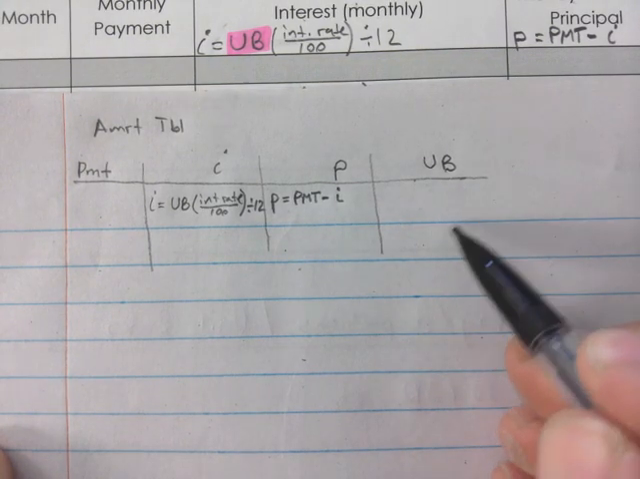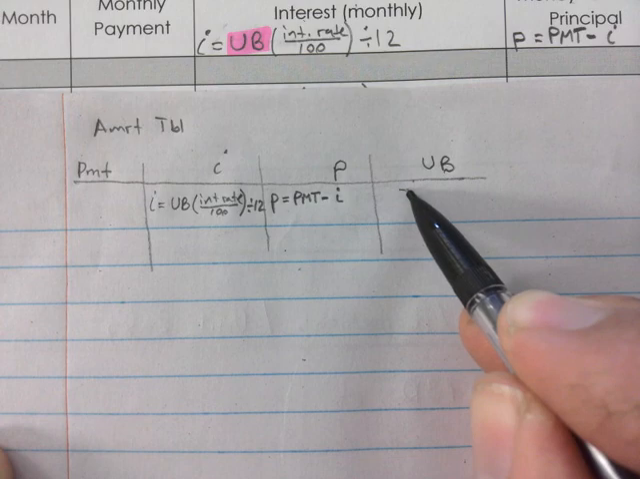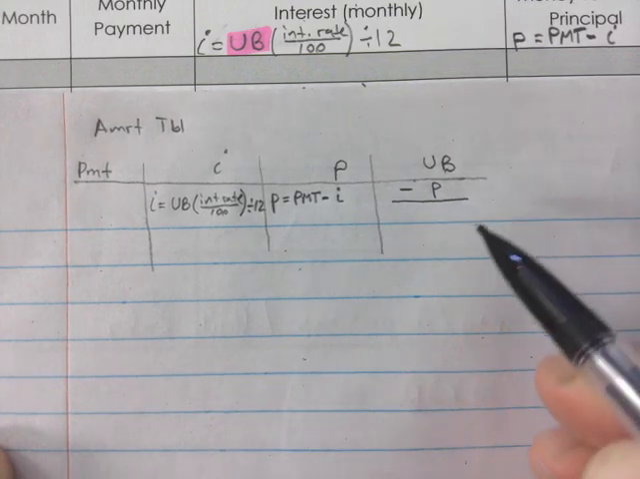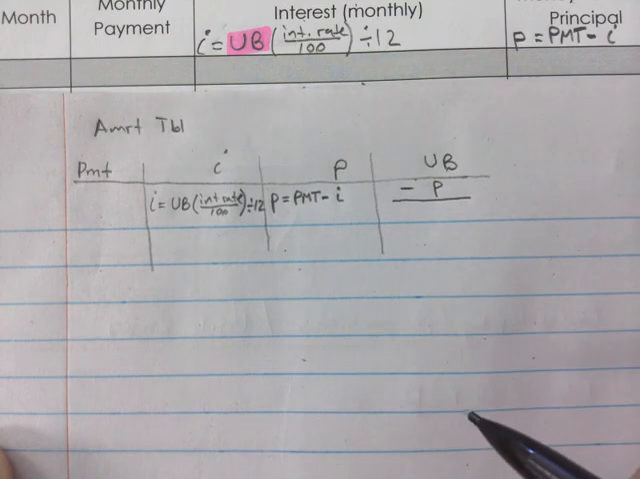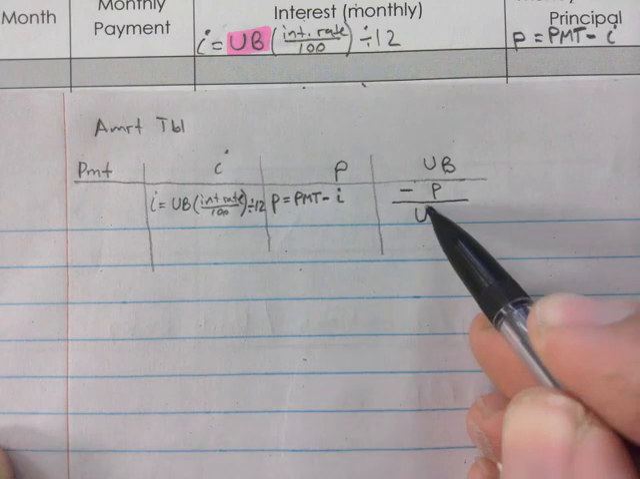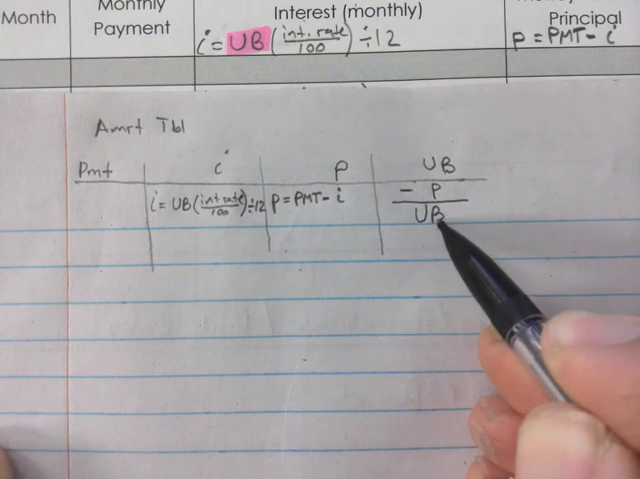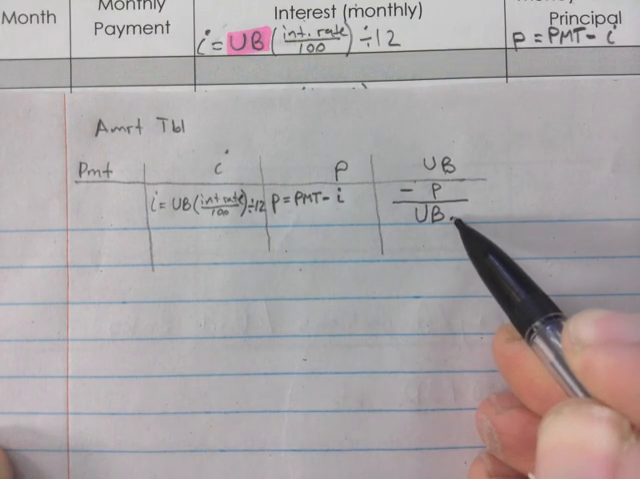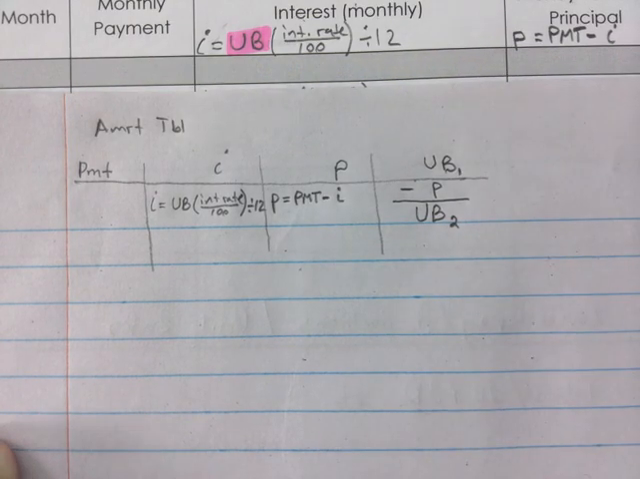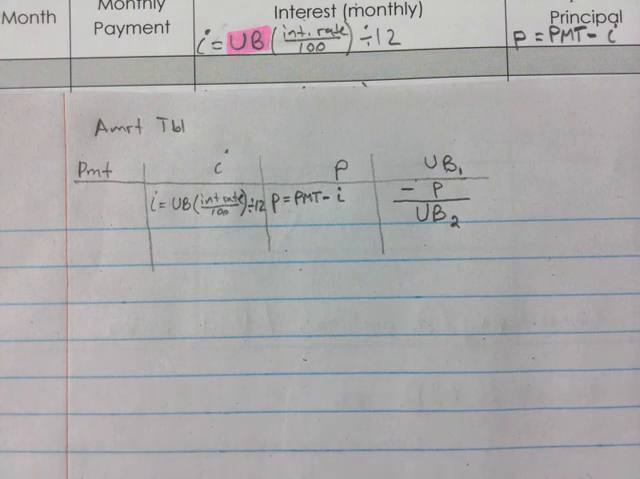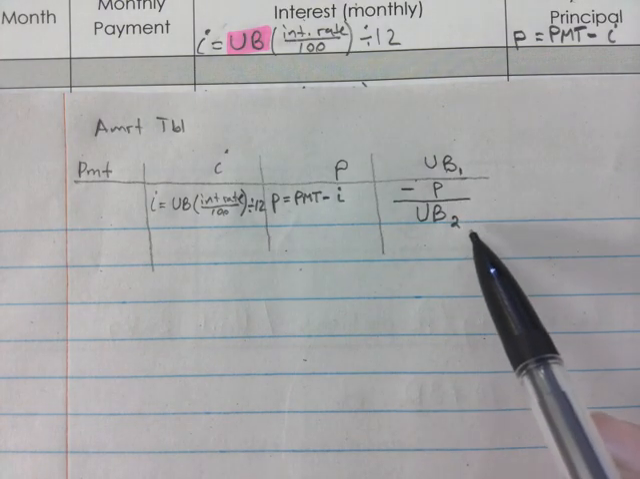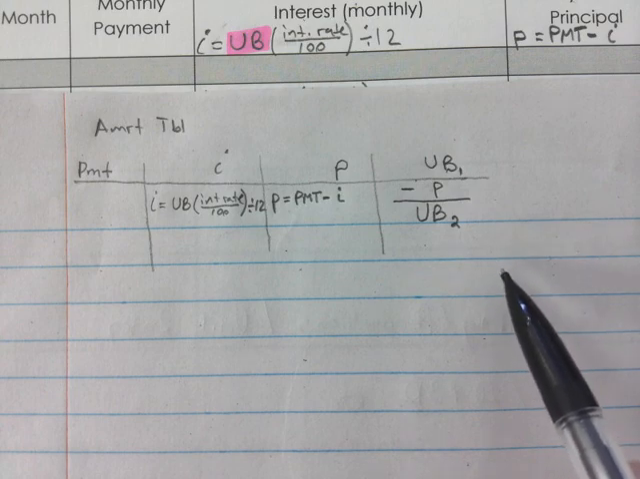And then to get your next unpaid balance, you just go minus P, and then you get that answer there, right? And you know what? I'm just thinking of it now. This would be unpaid balance 2, right? I consider the very first one as unpaid balance 1. And when you subtract the principal, this P here, you now have a new unpaid balance, right?